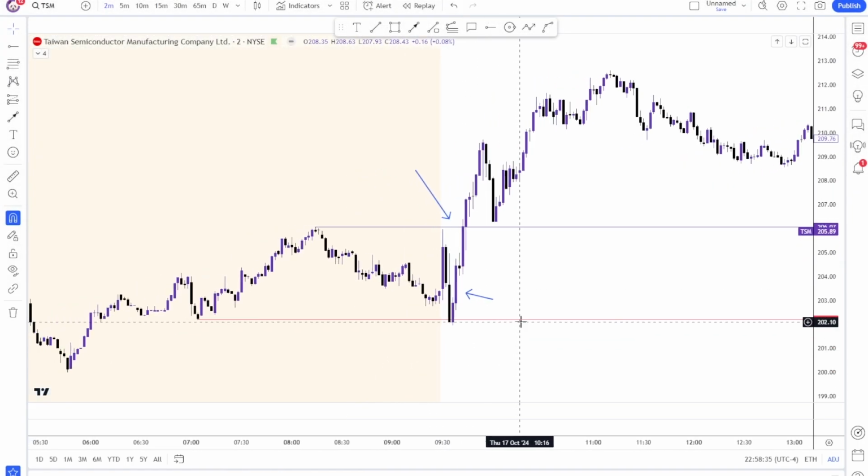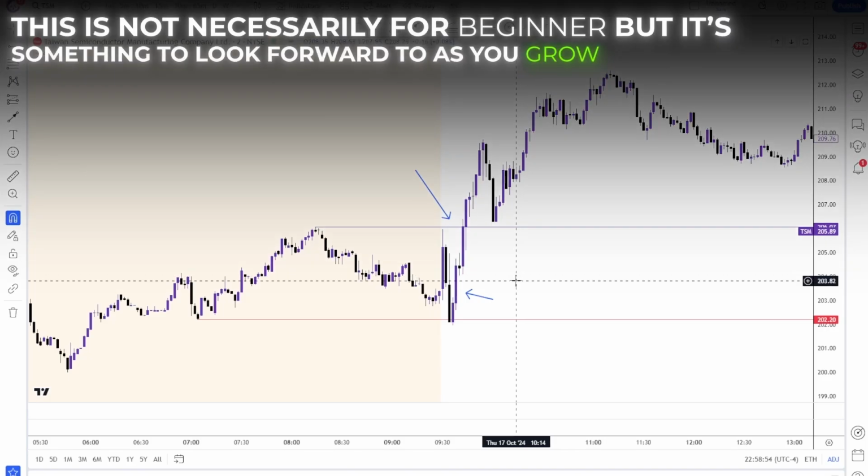So this isn't random. This isn't just a stock that's testing a random support level and we're applying this concept on, so don't get it misconstrued. Make sure that if you are trying this concept out, it really resonates and fits within the top opportunities that you have seen over and over again. This is not necessarily for a beginner, but it's something to look forward to as you grow.